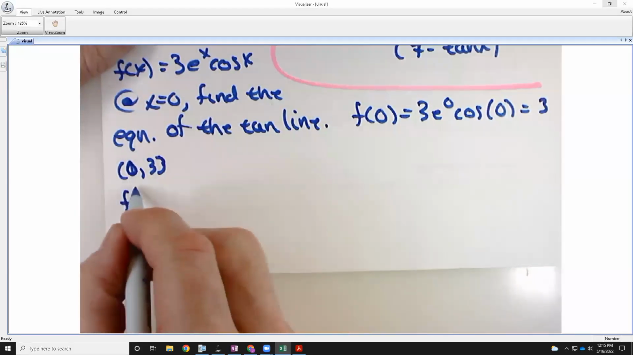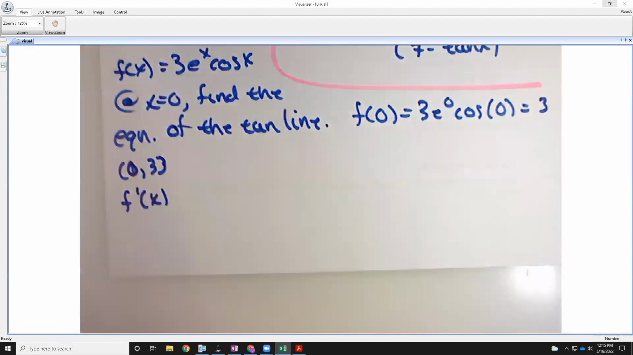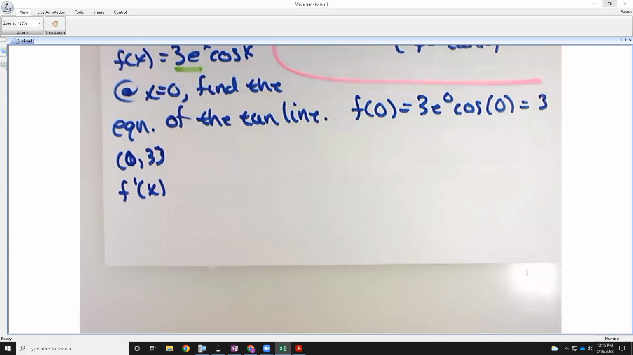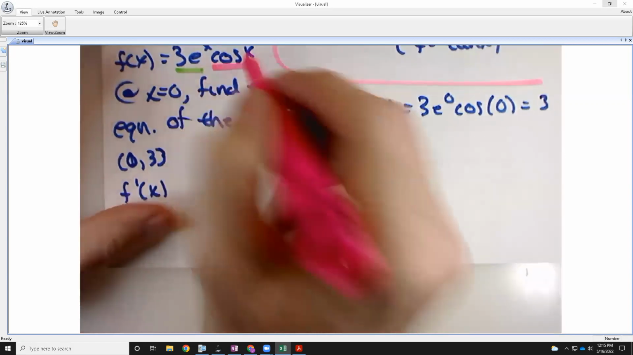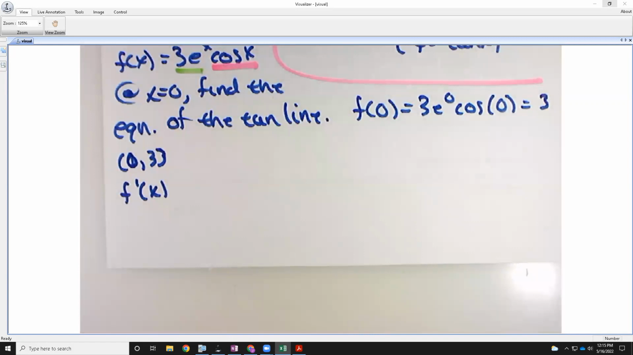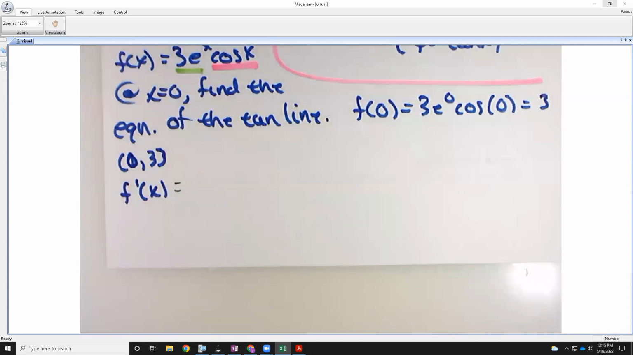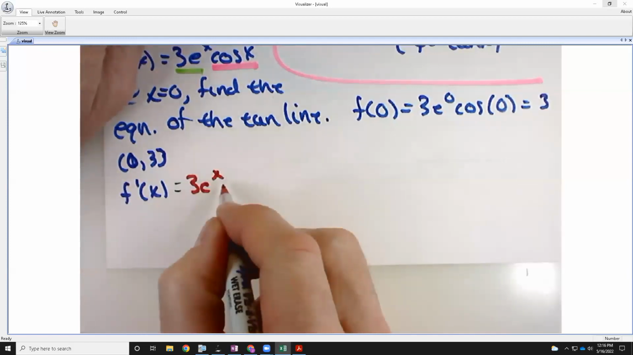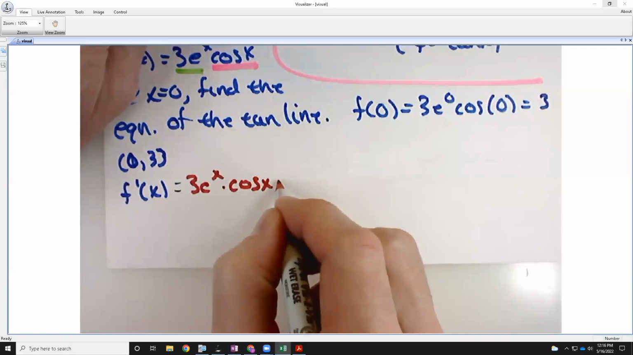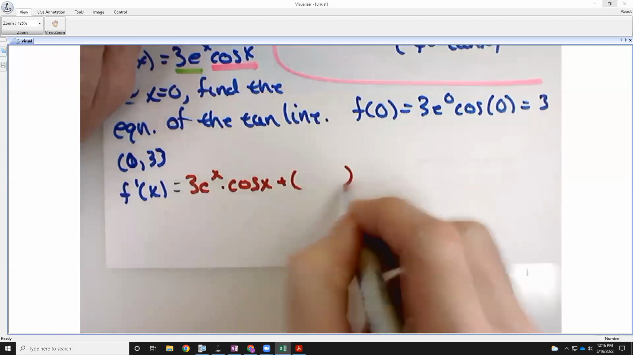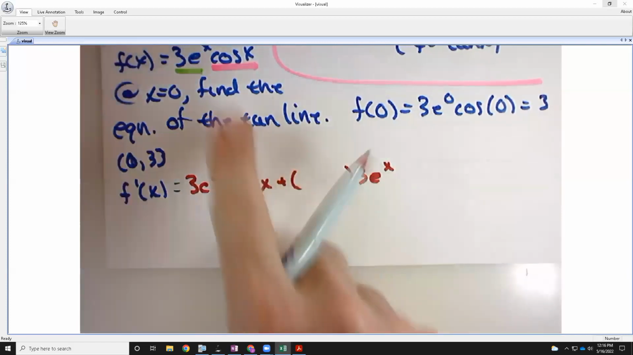So let's see. f prime of x, I'm going to regard it as a product of two things. Now you have to put that constant with one of them. So I'm going to put that constant with the first term, and then cosine of x is going to be the second one. So it's going to be the derivative of the first. The derivative of 3e to the x is just going to be 3e to the x. So 3e to the x times cosine of x plus the derivative of the second times the first. What's the derivative of cosine?